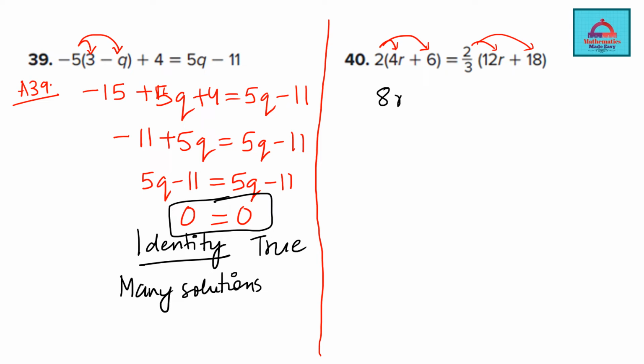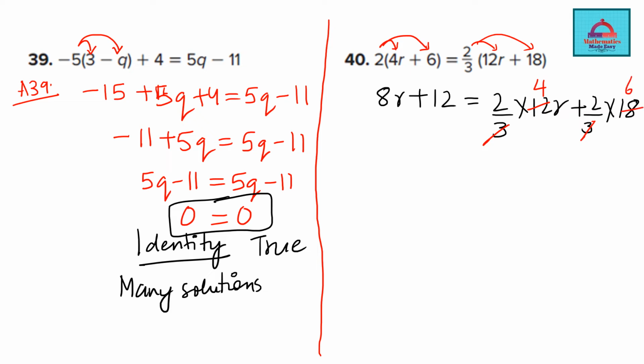So this is 8r plus 12 is equal to 2 by 3 multiplied with 12r plus 2 by 3 multiplied with 18. We'll simplify. So this is 4, this is 6. So on the right side you get 8r plus 12. On the left side also 8r plus 12. Both sides are equal, so 0 equals 0. This can be an identity.